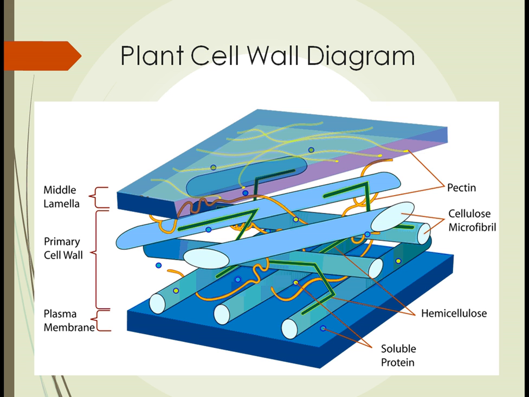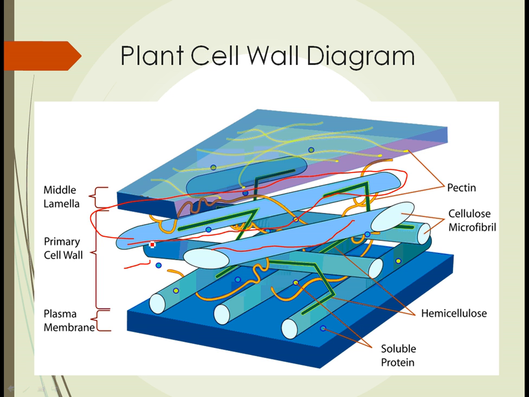Notice in the middle of the diagram, these structures, these long tube-like things, are microfibrils of cellulose. Notice that they go in alternating directions. They'll run one direction, then they'll run 90 degrees from that, and then they'll run 45 degrees from that. That's fairly common in most plant cells.